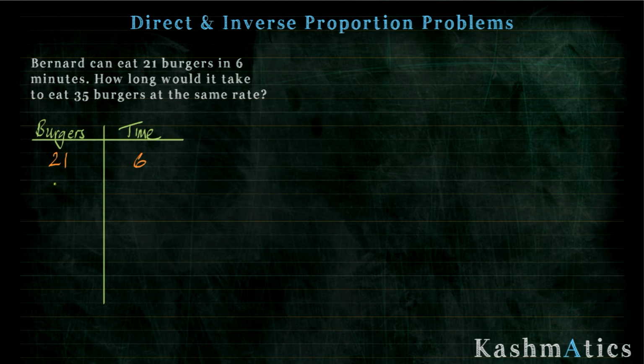If I only had to eat 7 burgers, okay, so 1/3 of the number of burgers, it would only take 1/3 of the time, and hopefully that makes sense. So that'll only take 2 minutes. And then from there, I can scale up to 35 burgers. So if I multiplied by 5, 2 times 5 would give me 10. So to eat 35 burgers, it would take 10 minutes. That was a fairly straightforward problem. So let's move on to something slightly trickier.